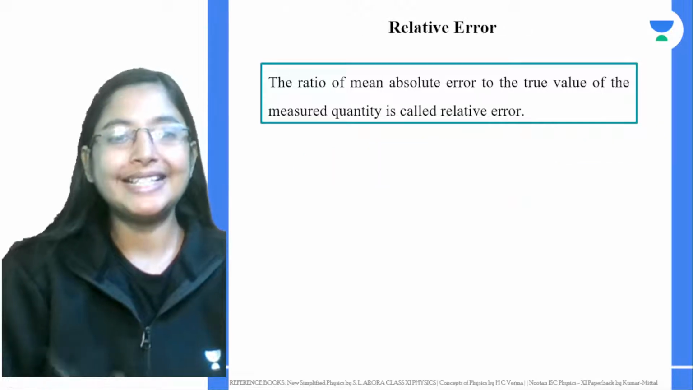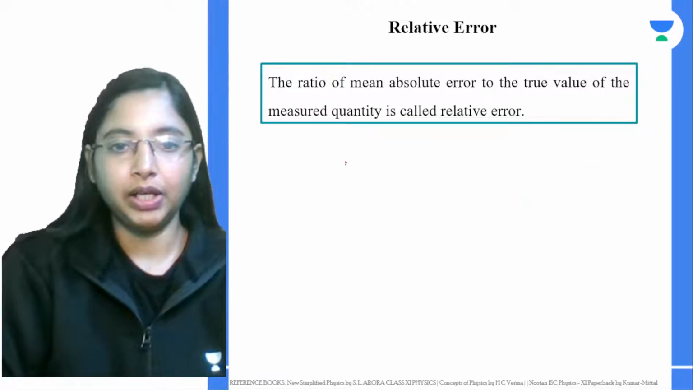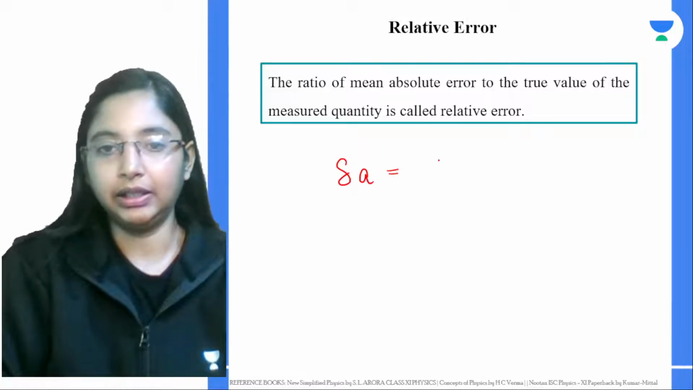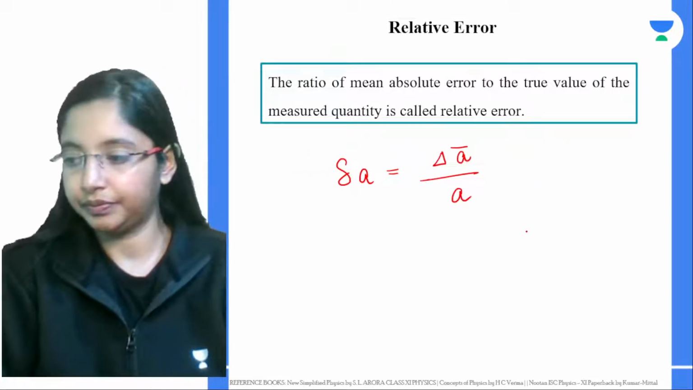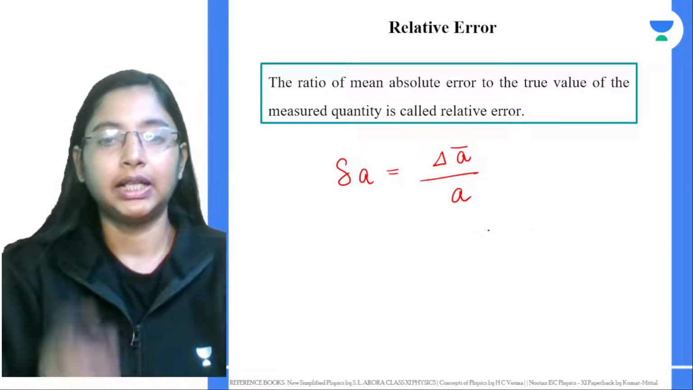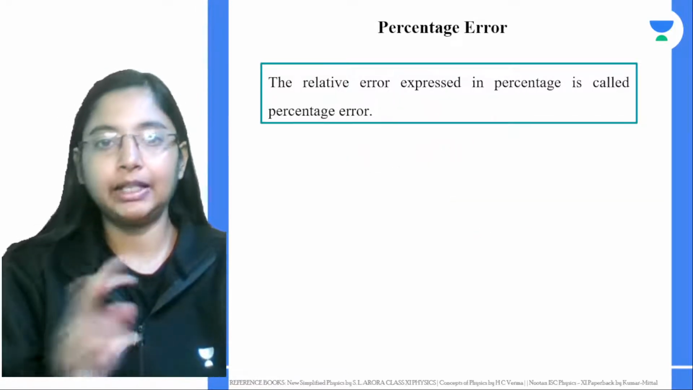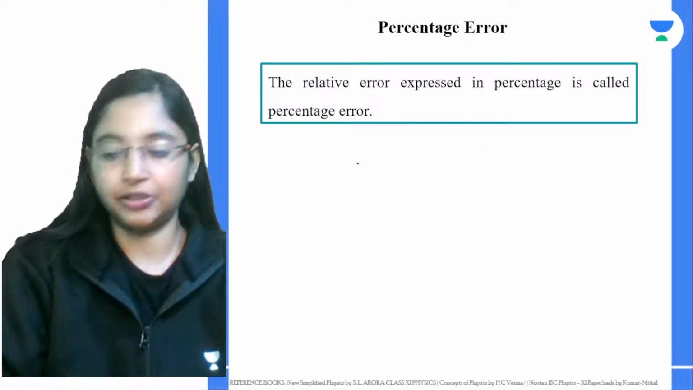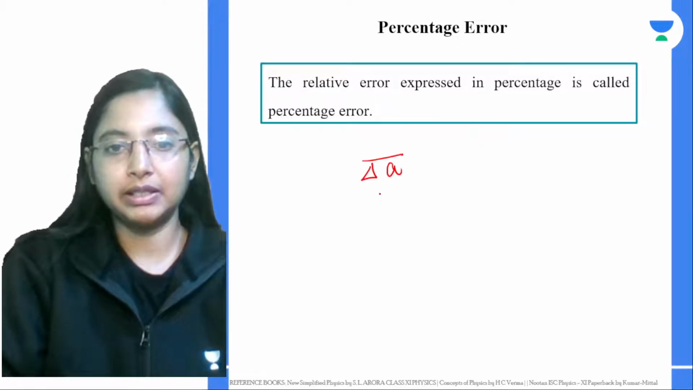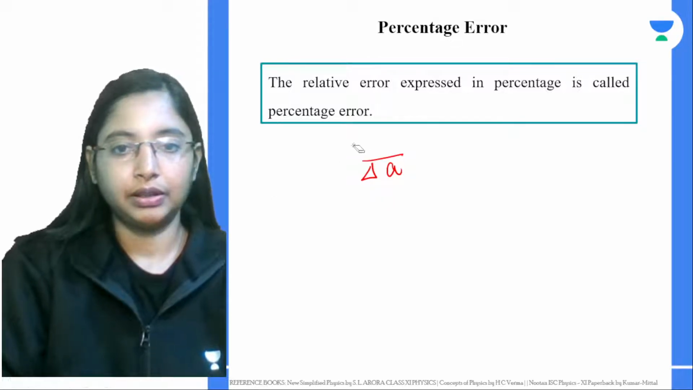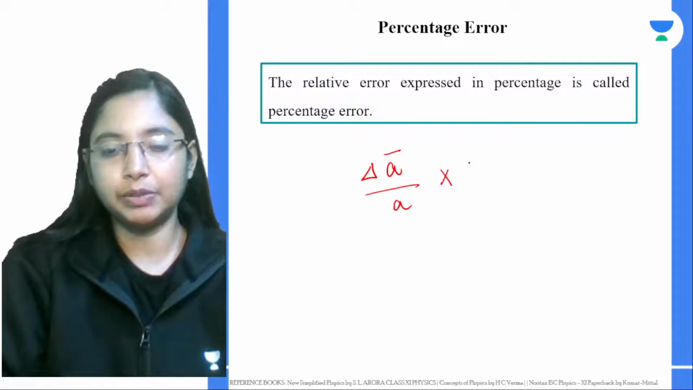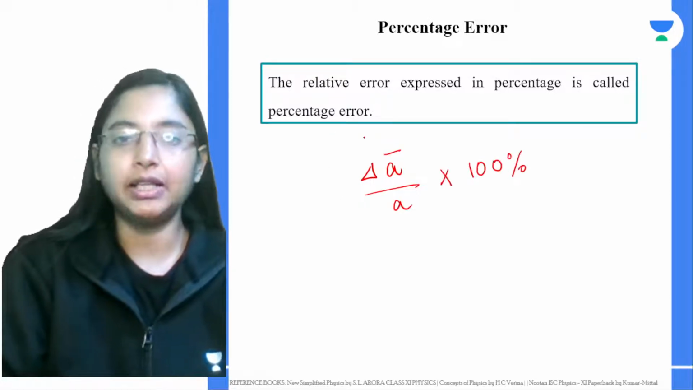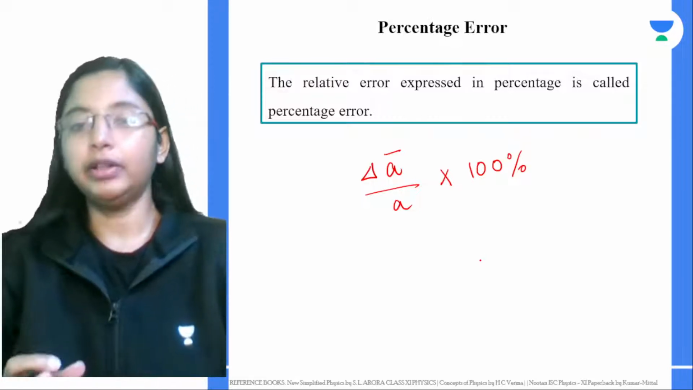Okay. Next is relative error. Relative error is very simple. If you take the mean absolute error, delta A, and you divide it by the actual value, then you get the relative error. Now, if you express this relative error in terms of percentages, then you get percentage error. Okay. Till this point, we did in the previous class.